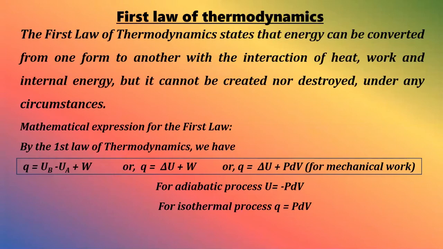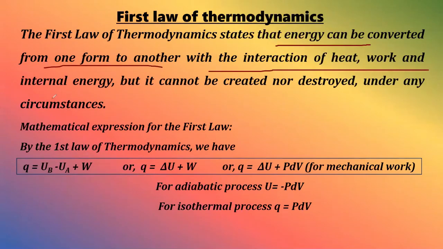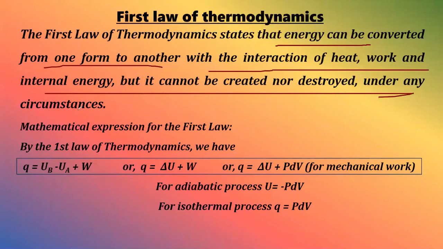So now we are having the first law of thermodynamics, and what the first law is saying is a very simple thing. The first law states that energy can be converted from one form to another with the interaction of heat, work, and internal energy, but it cannot be created or destroyed. In simple words, we can say energy can neither be created nor be destroyed, but can be transferred from one form to another. Okay. And in more simple words, we can say energy can neither be created nor be destroyed. Okay.